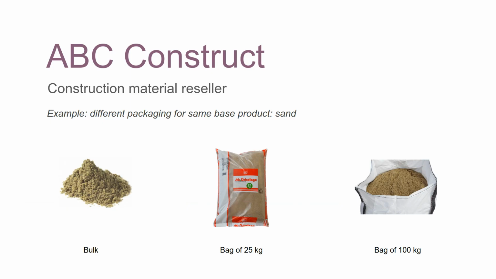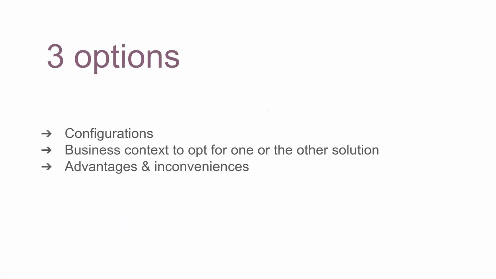As a small summary, ABC Construct is a construction material reseller, purchasing, storing, and reselling in different unit of measures and packagings. I will try to provide you three options, and for each of the options, I will show you the configurations. We will discuss the business context in which you should opt for one or the other solution, and we will go over processes to see pros and cons of each of the solution.